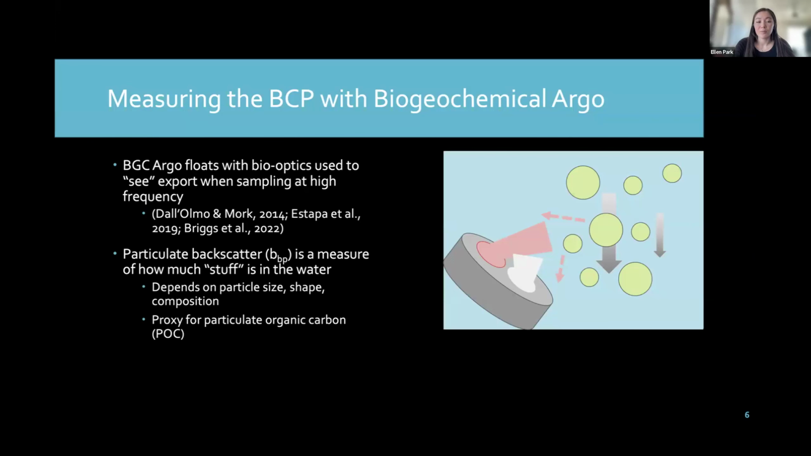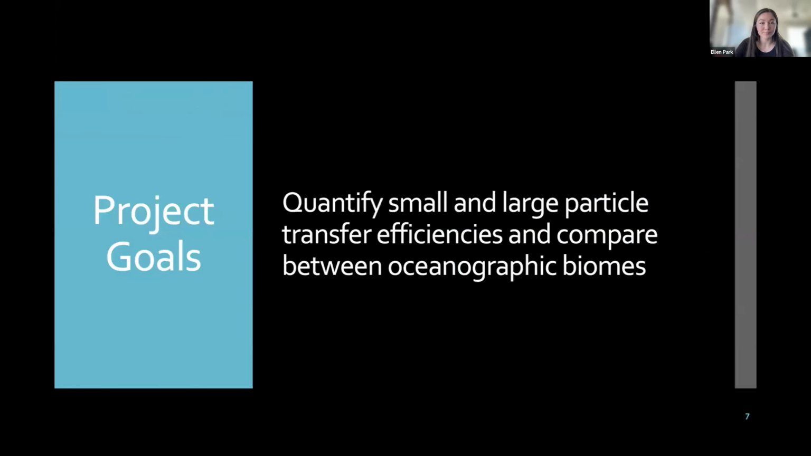And the particular bio-optic parameter that I'll be talking about today is particulate backscatter, which is essentially a measure of how much stuff is in the water. And this signal depends on particle concentration, size, shape, and composition. And as we mentioned before, it can be used as a proxy for particulate organic carbon.